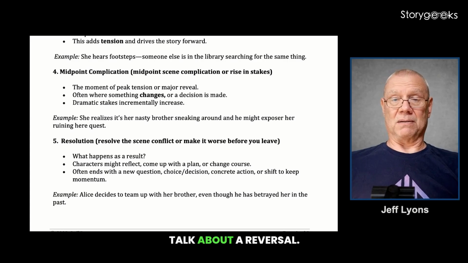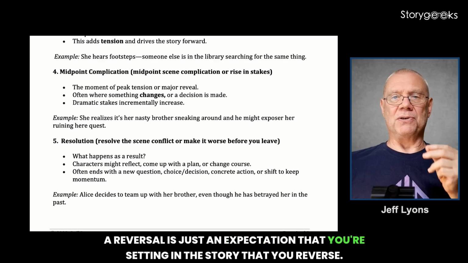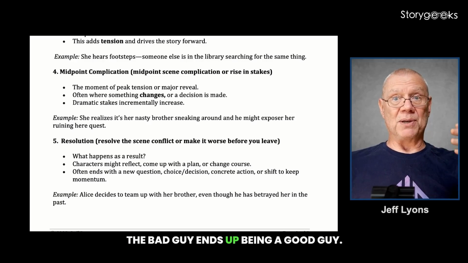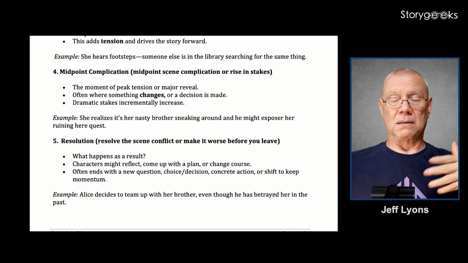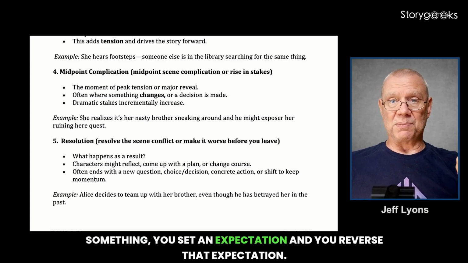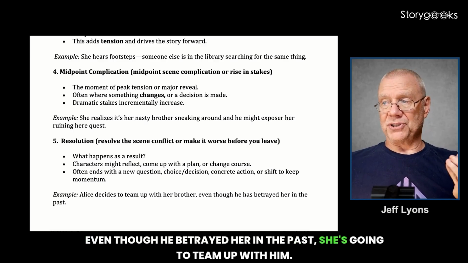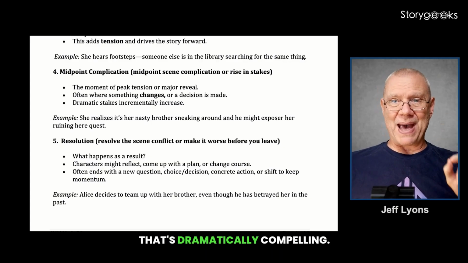Talk about a reversal. A reversal is just an expectation that you're setting in the story that you reverse. The bad guy ends up being a good guy. The gun that's loaded with the laser bullets actually has blanks. You set an expectation and you reverse that expectation. Even though he betrayed her in the past, she's going to team up with him. And that's how you get out of the scene. That's interesting. That's dramatically compelling.